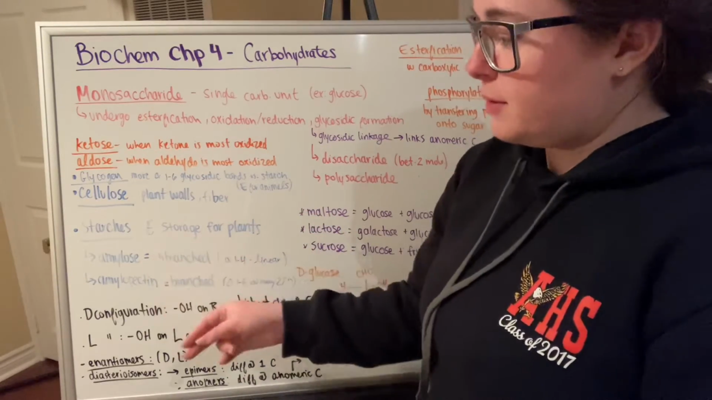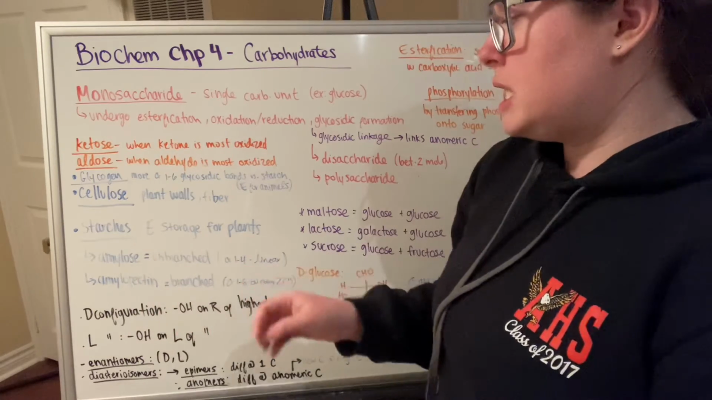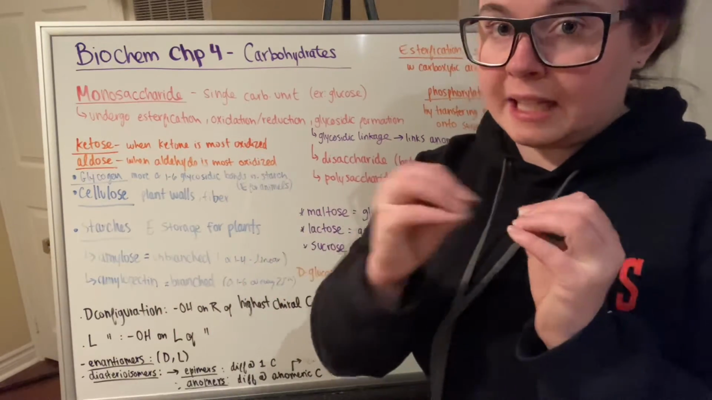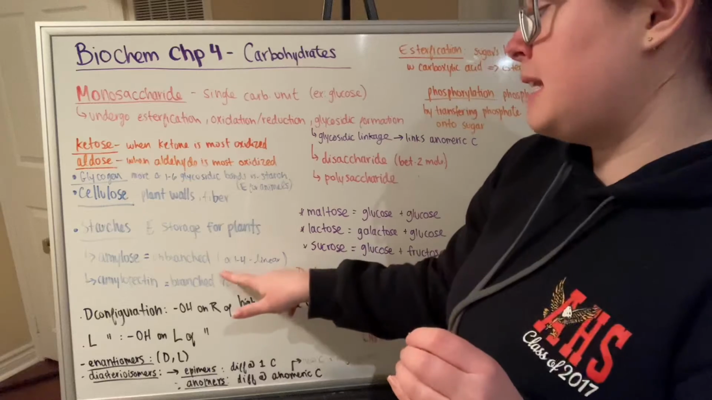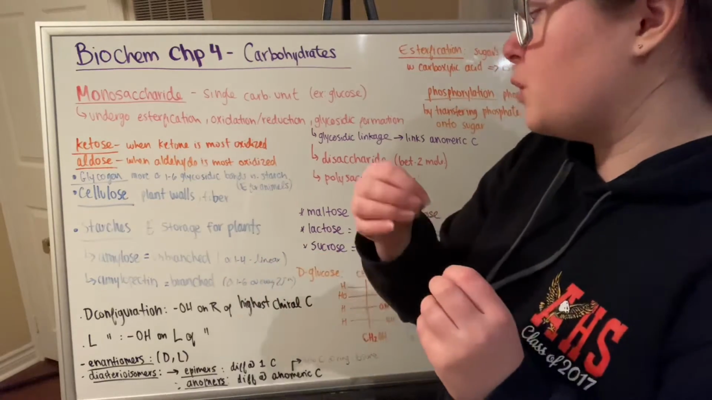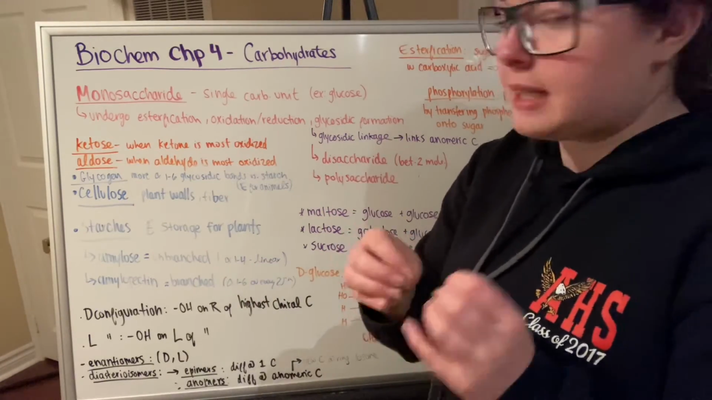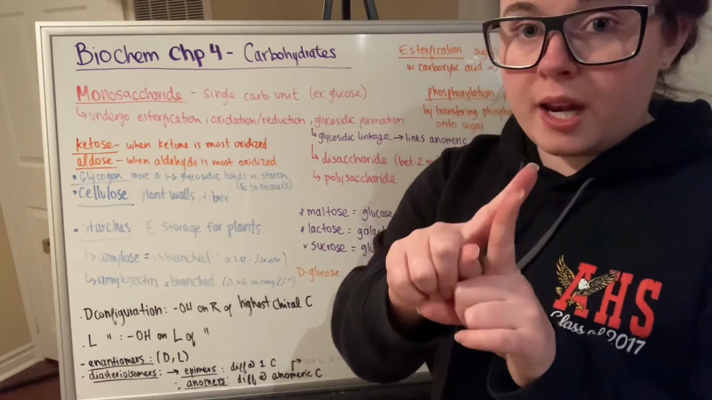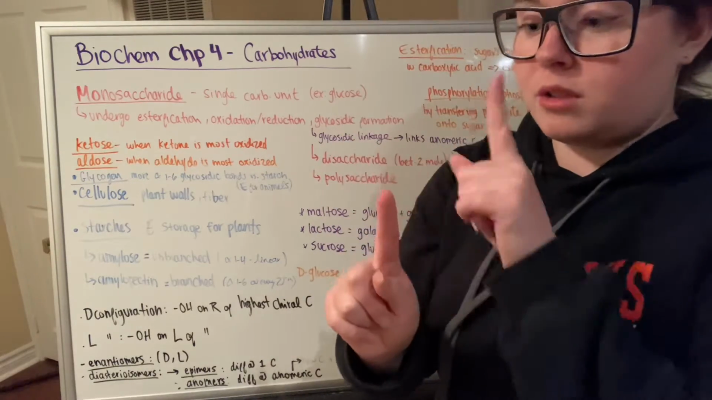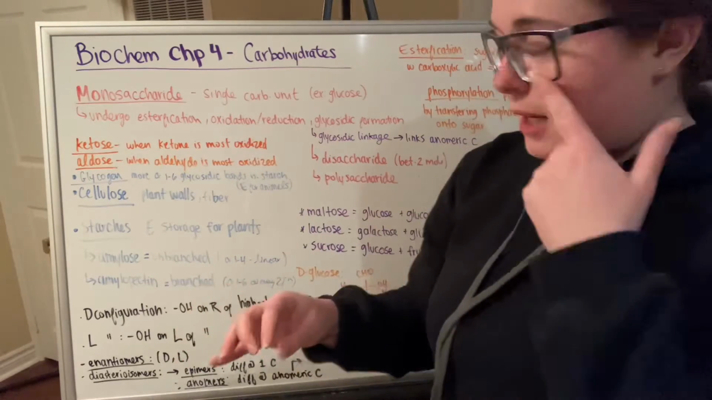So two different types of starches. There's amylose, which is unbranched. So this means it's just a linear chain. And this is composed of alpha 1 to 4 glycosidic bonds. So just carbon 1 to carbon 4. So that's just how that chain is created.